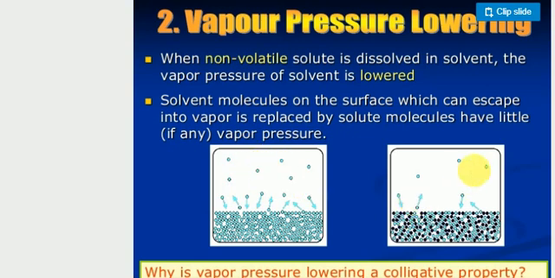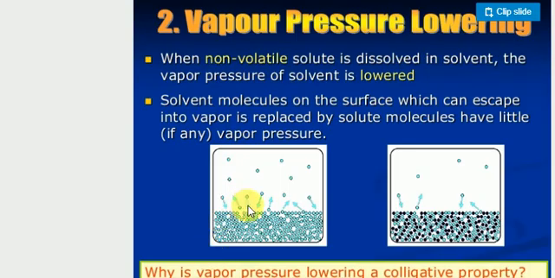Suppose I add a non-volatile solid, meaning a solid which cannot be easily vaporized. What happens? The surface area is covered with the non-volatile solid particles. You can easily notice here that most of the area is covered with non-volatile solid particles. So the escaping tendency of the solvent molecules from the surface decreases, and the pressure will decrease. That is nothing but the relative lowering of vapor pressure. Clear? What I mentioned: when a non-volatile solute is added to a solvent, the vapor pressure of the solvent is lowered.